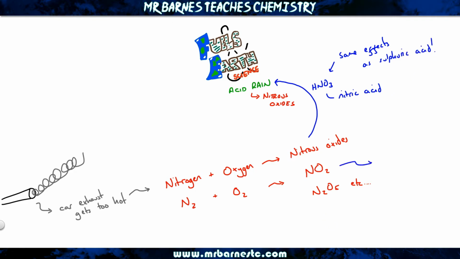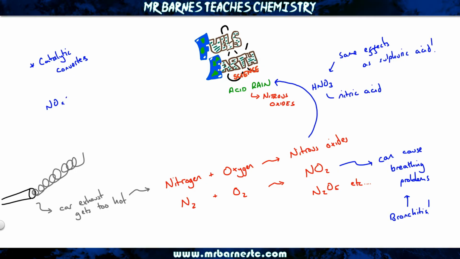There are other problems though. NO2 can cause breathing problems such as bronchitis. They can also cause smog in the air. So what we have to do to make sure that it's safe is we have to use catalytic converters. Catalytic converters go into our car, we've talked about them in a previous video, and they take those nitrous oxides and they turn them back into nitrogen.